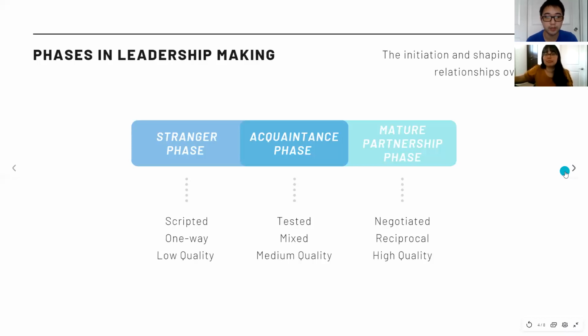Yeah, to give an example, it's like if you're brand new to a job, you often feel like a stranger to the person you're working with or the group you're in. What one-way scripted means is that oftentimes you know exactly what your roles and responsibilities are simply based on your job description. But as the phases develop, when you start becoming more acquainted with the job, and we're saying acquaintance not necessarily with the people, but also with the job itself, you become more attuned with what your roles and responsibilities are, where you are able to test what you're able to do and what you want to accomplish in the job as well.